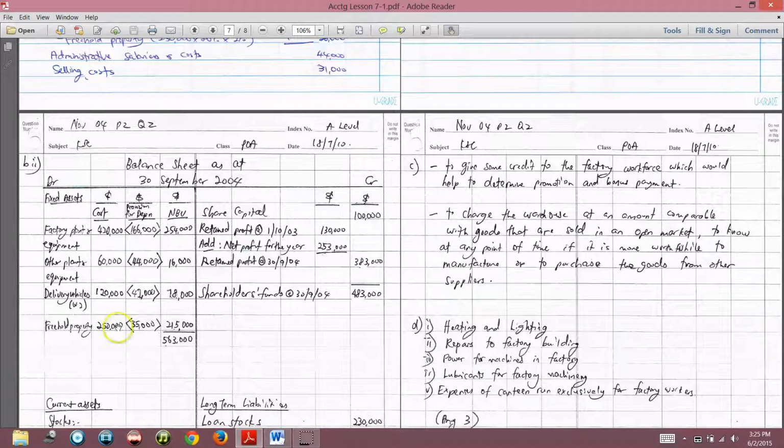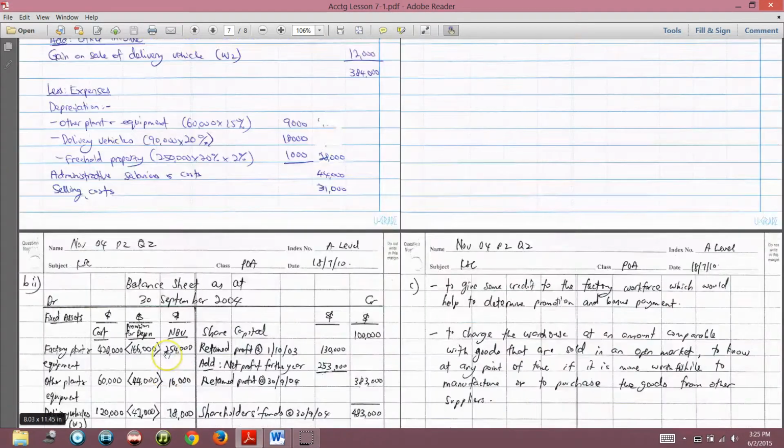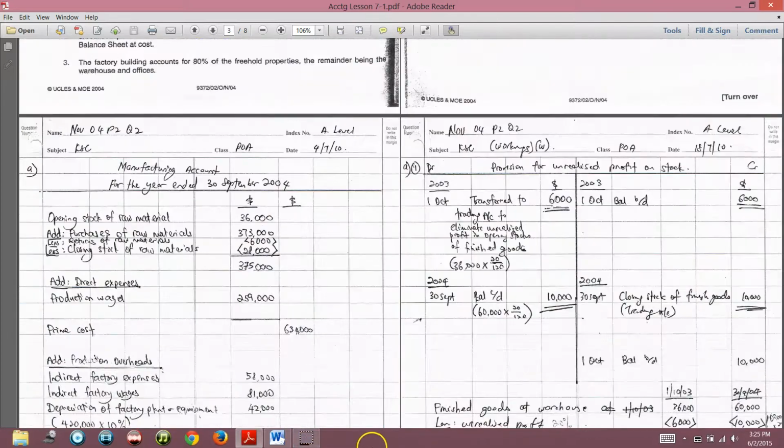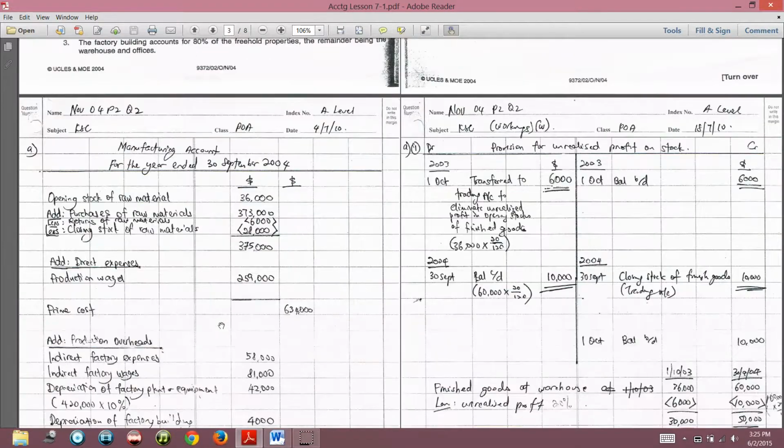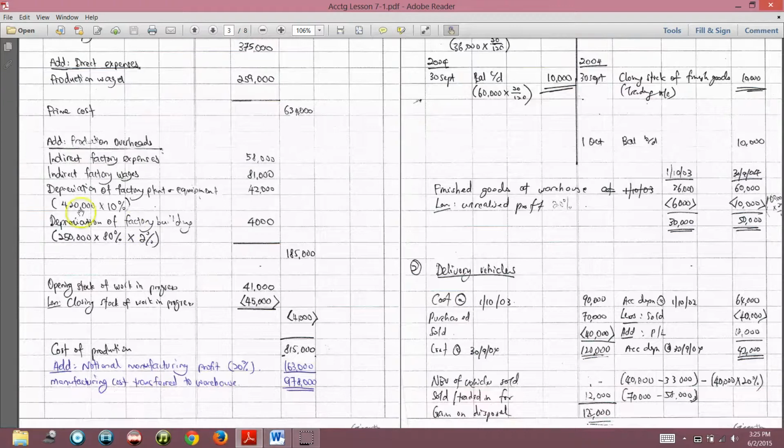Then under note 4 of the question, it says that factory building accounts for 80% of the freehold property, and the remainder being warehouse and offices. You see, in the manufacturing account, this is a factory account. So that means in the factory account, you will have depreciation of factory, plant and equipment. So the figure would be 420,000.